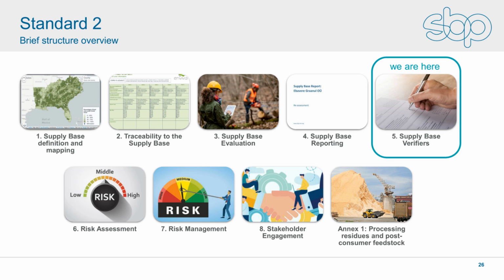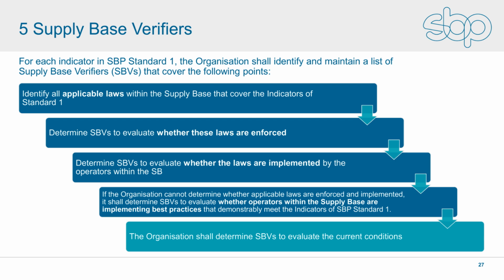Moving on to Section 5, Supply-Based Verifiers. Supply-based verifiers, or SBVs, are how the organization demonstrates conformance with the indicators in Standard 1. There are three important rules about them. First, SBVs must not remove or weaken the indicators set out in Standard 1, and they must not alter the intent of those indicators. In other words, the bar set by Standard 1 is the bar.